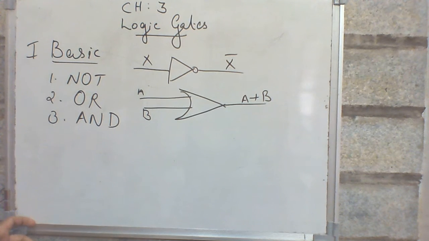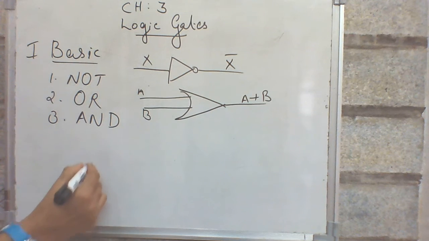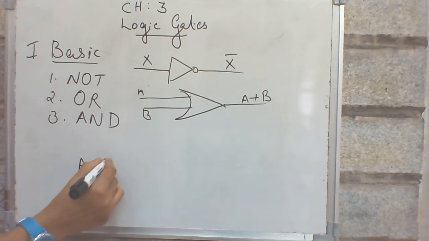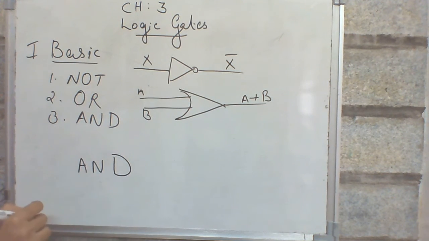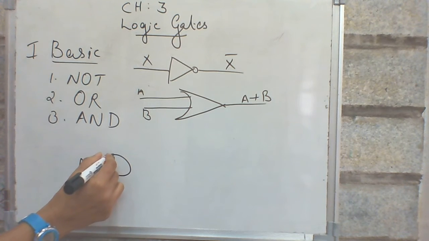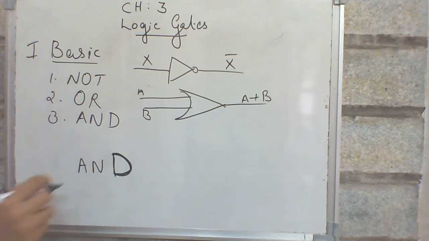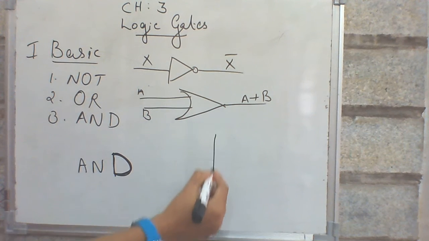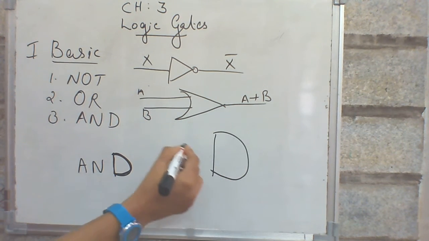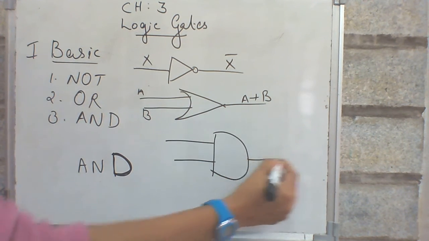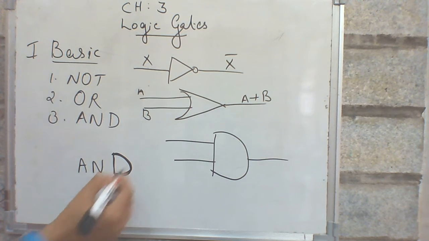Next, third basic gate is AND gate. A-N-D. Then which is the AND gate symbol? See, this is the AND gate, A-N-D. Then the last letter is D. So we can draw AND gate like a D. See, this is a 2 input AND gate.